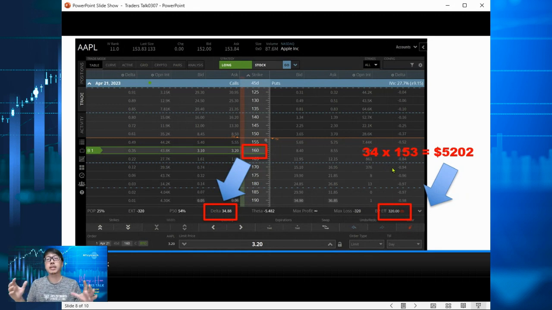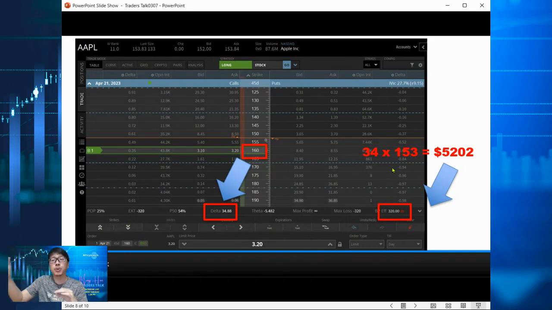But of course, the other thing we always need to remember is that options are decaying assets. If you pay $320, and you do not get this $1 move in fast enough before the options expire, then this $320 will go down to zero.